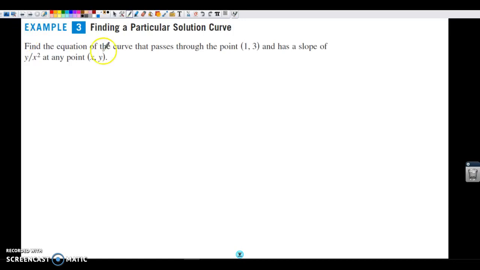Okay, we said find the equation of the curve that passes the point 1, 3. Of course, that's an x and a y coordinate and has a slope of y over x squared at any point xy. The key part of this is just being able to read into what this is saying. Has a slope of. What does that tell us? dy dx is given to us as y over x squared. So we know that dy dx is equal to y over x squared. And just solve this using our separation of variables.